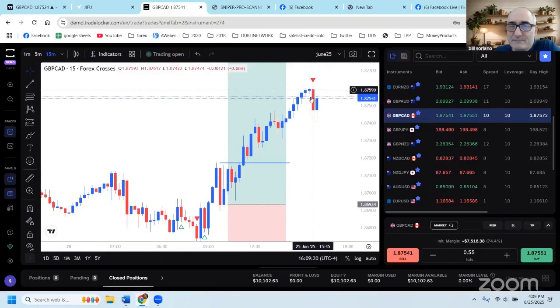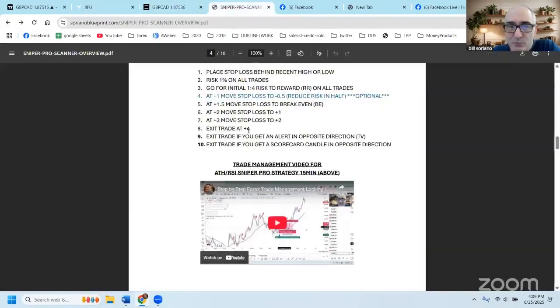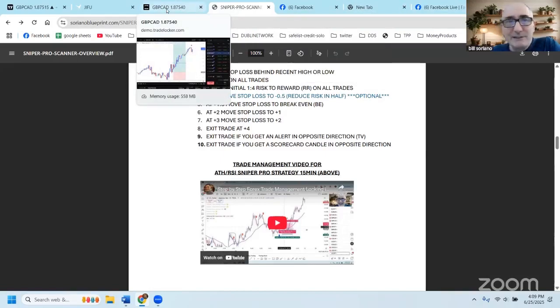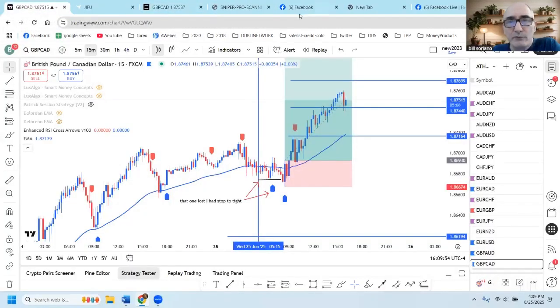But when I seen this big drop here, and I went over to the scanner and I seen that scorecard candle and I seen this big D here for divergence, that scared me out of the trade. So I didn't break my rules, because my rules clearly state to exit the trade if I get a scorecard candle in the opposite direction, which I got. Okay, so I didn't break the rules, but I may have left some money on the table with this trade, but I did lock in a 2% gain, so I'm happy about that. And then we'll look forward to the Asian session here.